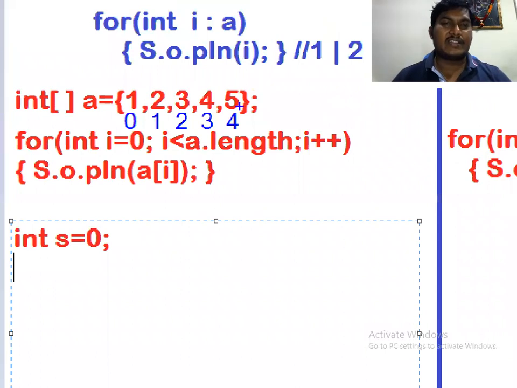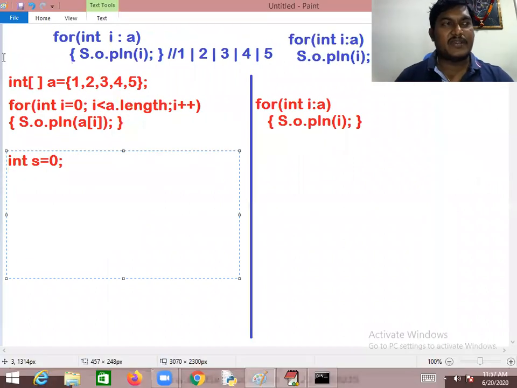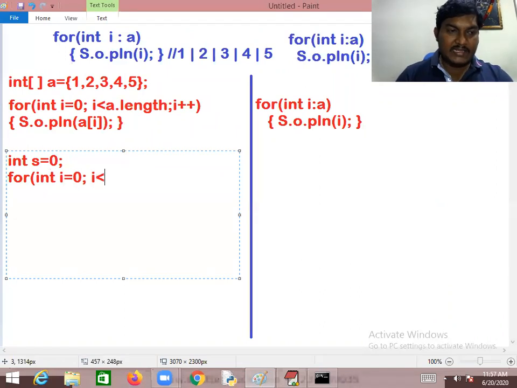Then what is our intention? A of 0 plus A of 1 plus A of 2 plus A of 3 plus A of 4, so that you will be getting the sum of array elements. So what do I have to do? Then for integer i equal to 0, i less than what, sir?